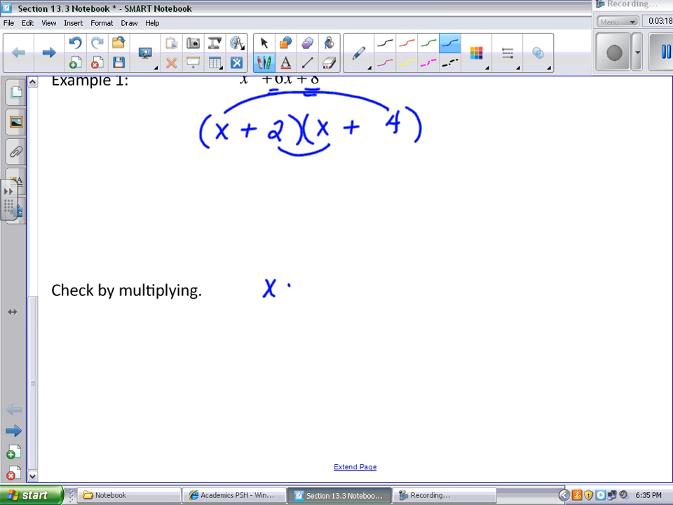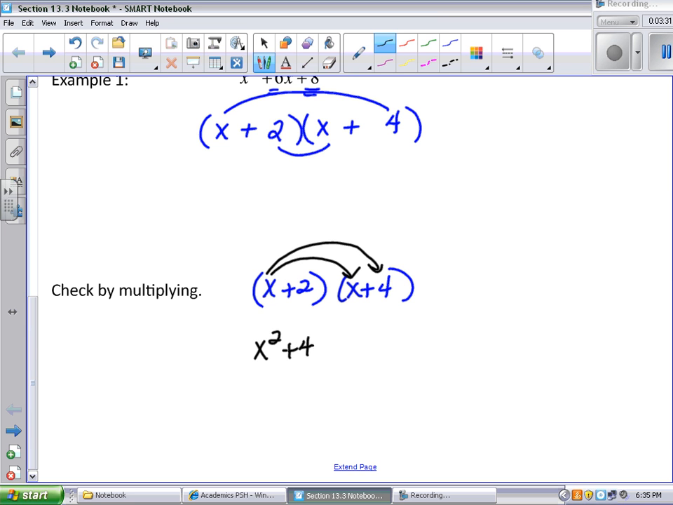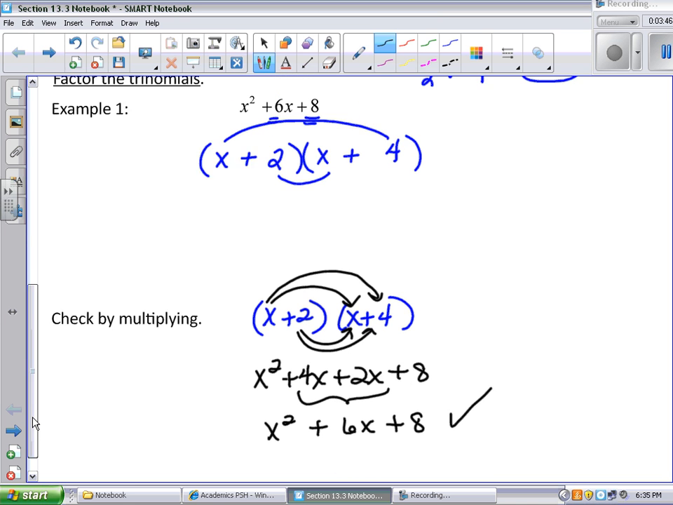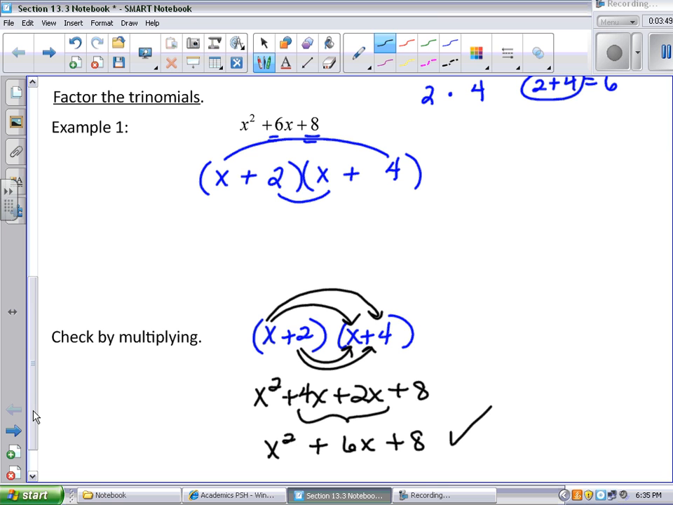If I multiply x plus 2 times x plus 4, this is a really good way to check that I have the right combination here. X times x is x squared. X times 4 is 4x, 2 times x, 2x, and 2 times 4 is 8. When I add the middle terms together, I get x squared plus 6x plus 8. So it does check. That was the original polynomial that I had started with.